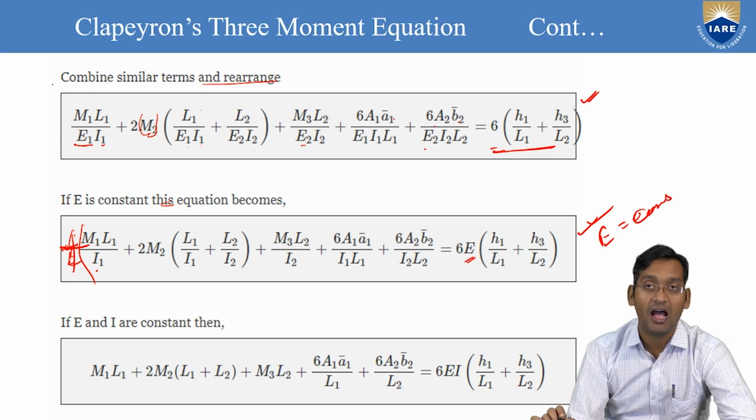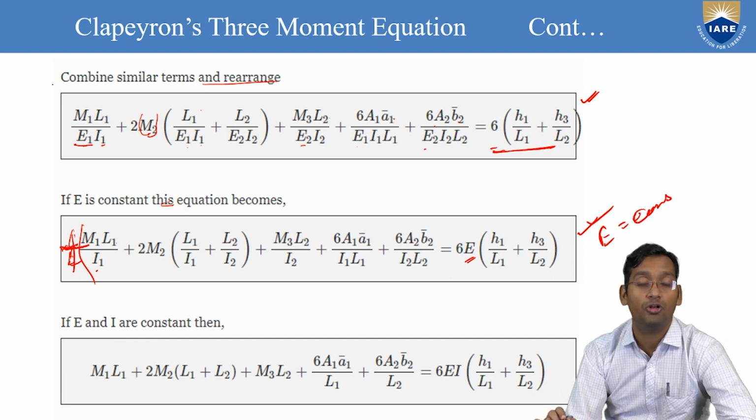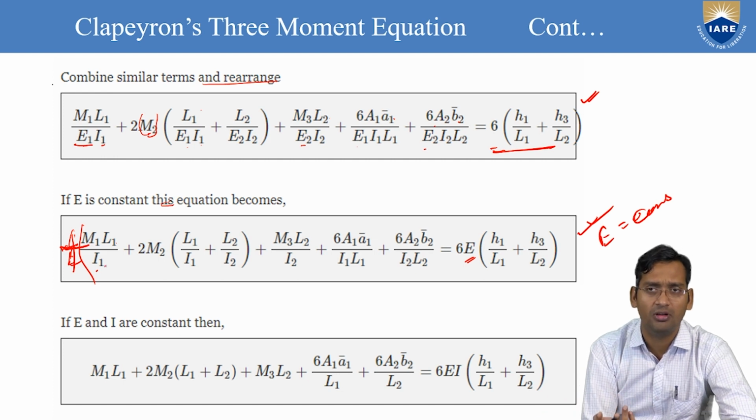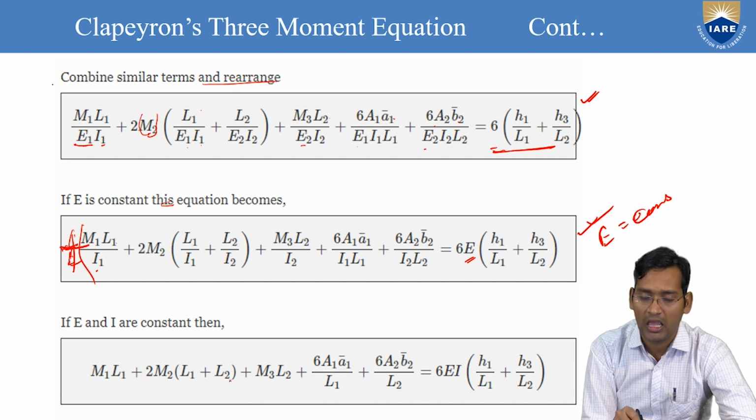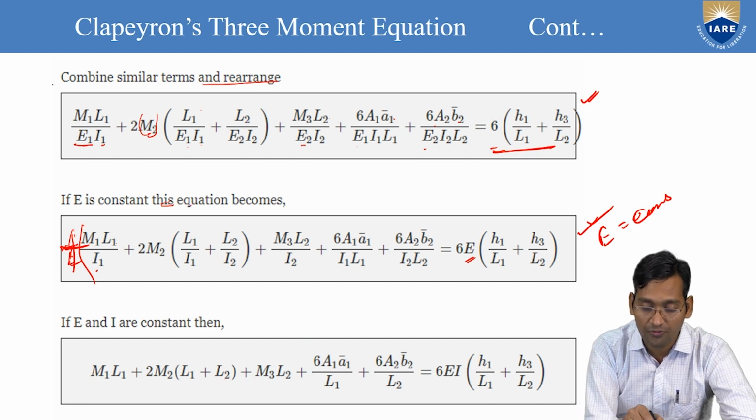Now if I is also constant, like moment of inertia also constant, then what happens? I1 becomes I. Same way we can take 1 by I common. So after taking 1 by I common, M1 plus M1 into L1 plus 2M2 into L1 plus L2 plus M3 L2 plus, now with this because of this one, just see here.